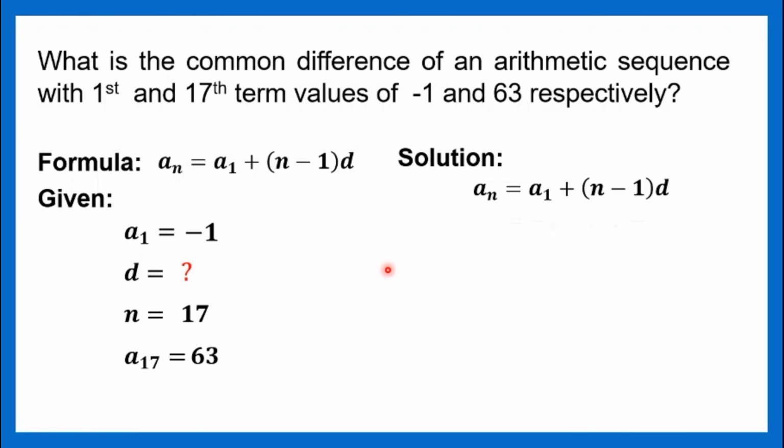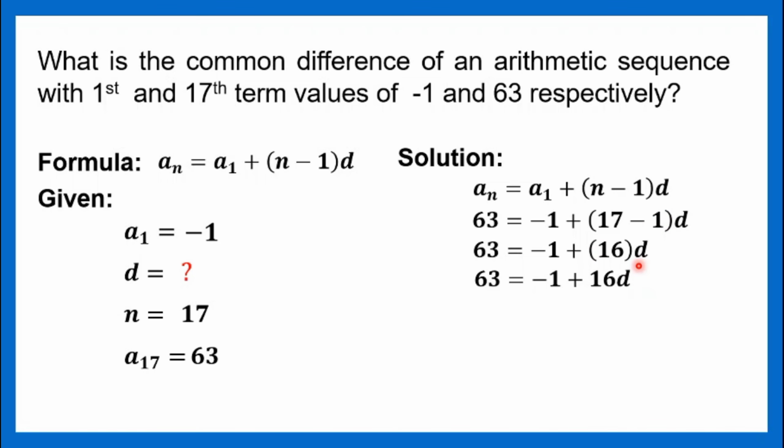By doing that, ito yung lalabas: 63 is equal to -1 plus 17 minus 1 times d. And PEMDAS ulit, kung anong nasa loob ng parenthesis, siya muna ang gawin. So, 63 is equal to -1 plus 16, kasi 17 minus 1, multiplied by d. After that, multiply natin. Ang gagawin lang doon, tanggalin mo lang yung parenthesis. So, 63 is equal to -1 plus 16d.